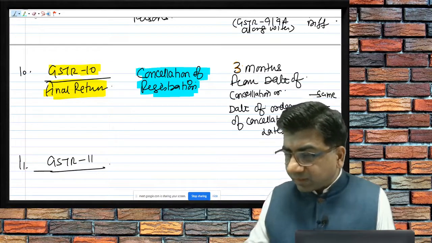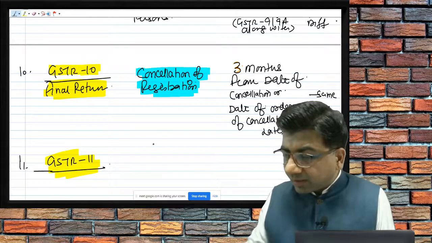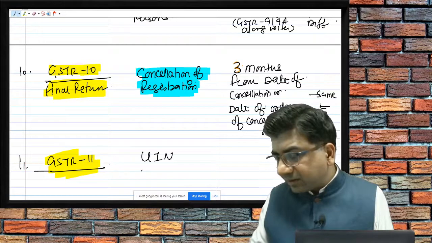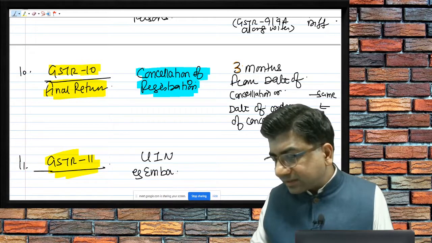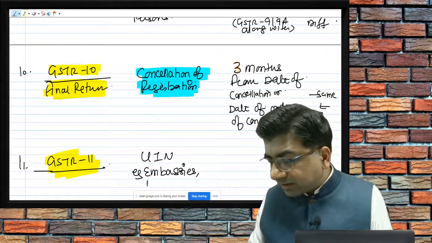It is for UIN, unique identity number. Example, embassies, diplomats. Don't look at the spelling.